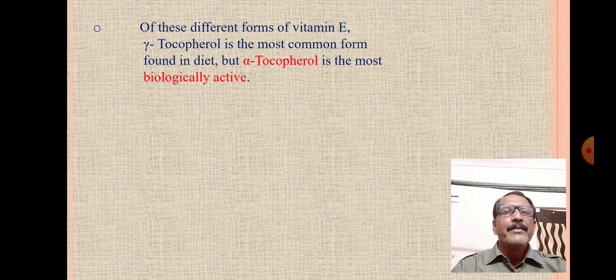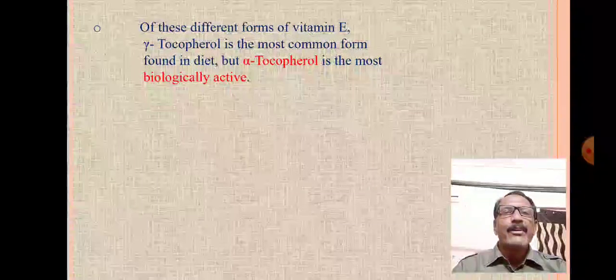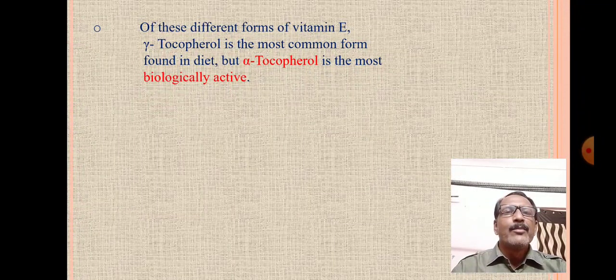Now we'll see these 4 different forms of vitamin E. Gamma tocopherol is important. The most common form found in diet, but alpha tocopherol is the most biologically active.